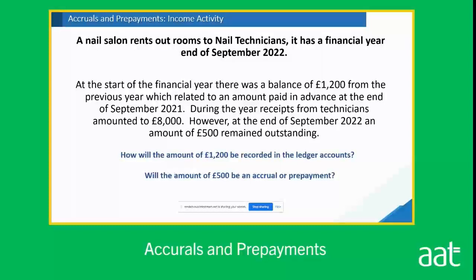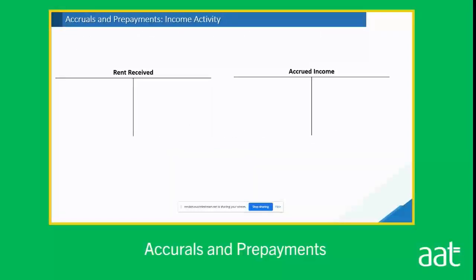But at the start of this financial year, that would be represented in my account as a credit entry because it's the reversal of that adjustment. And £1,200 would be on the credit side of the rent received account. We need to consider the bank figure. The bank figure is £8,000, and I've debited my bank and I would credit rent received.